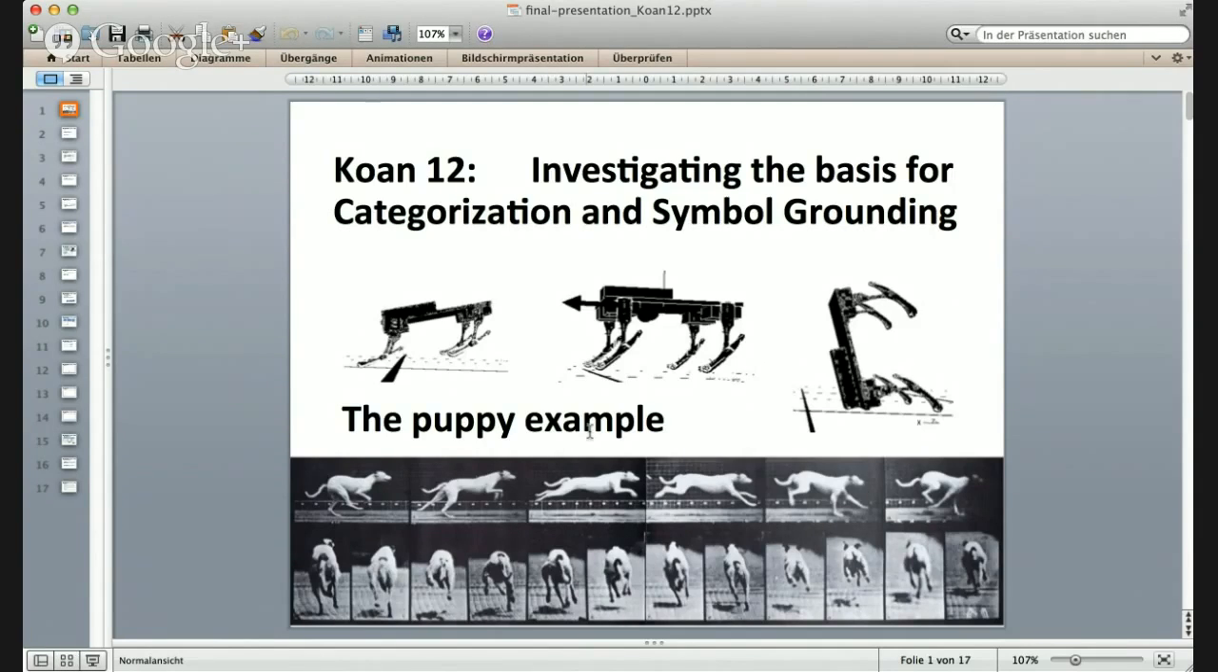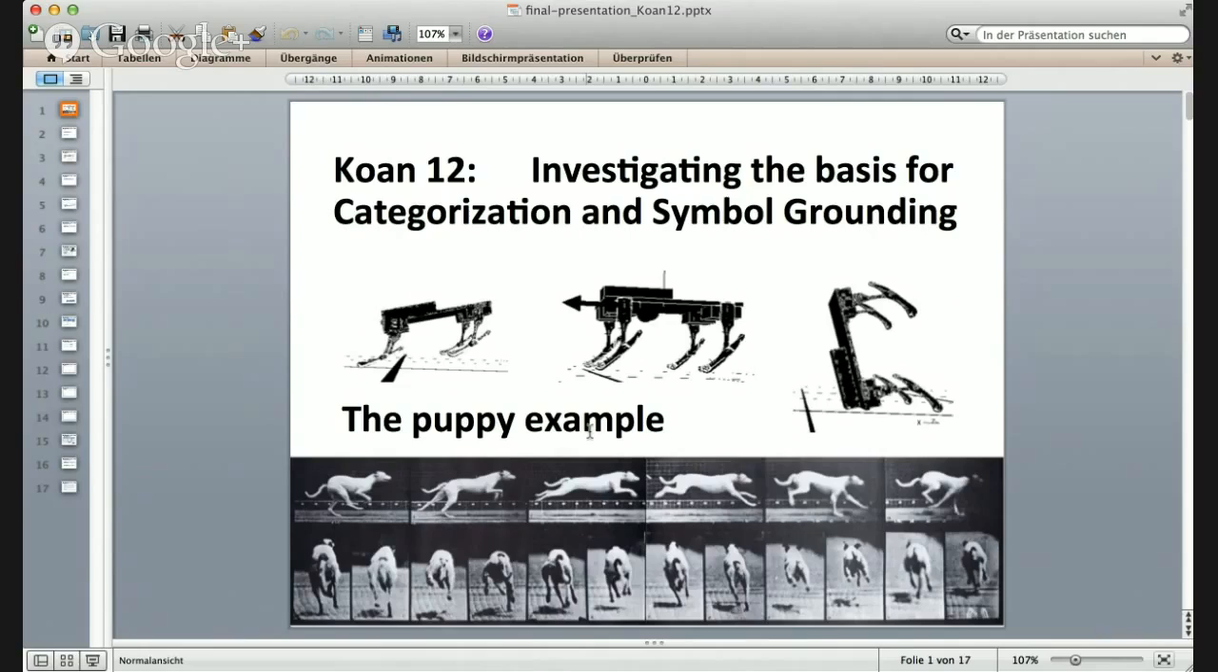Okay, now our Cohen changed the title very spontaneously this morning because it might fit a little bit better. Investigating the basis for categorization and symbol grounding. That is the title now. It is inspired by the puppy example given in the book, How the Body Shapes the Way We Think.